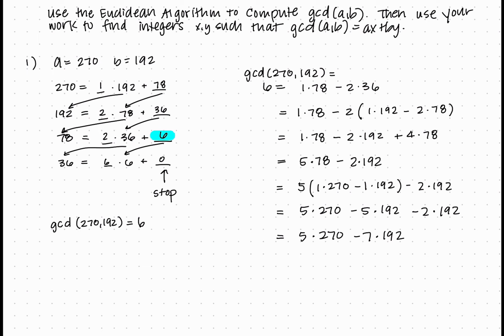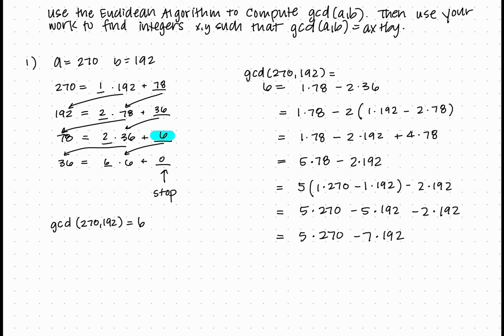And notice what I've done. I'm back to my original a and b. I've backtracked all the way up through my Euclidean algorithm. And if you quick check with multiplication, 5 times 270, put in your calculator, then subtract 7 times 192, you do indeed get the 6 you were going for.